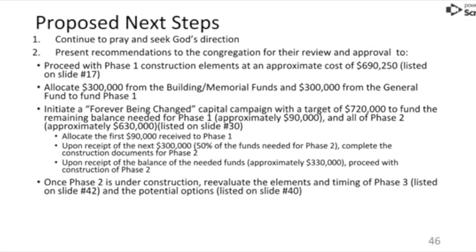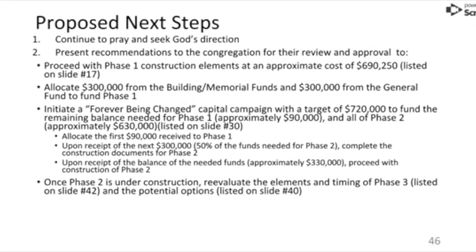The church approved these bullet points as listed under number 2, that we would proceed with phase 1. They would allocate dollars for that and then initiate a Forever Being Changed capital campaign or ministry expansion campaign with a target of $720,000 to fund the additional $90,000 for phase 1 and all of phase 2. And that is now in process.